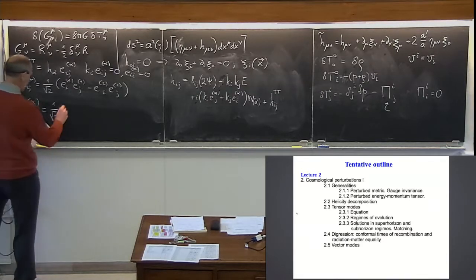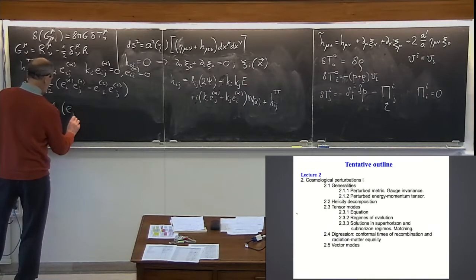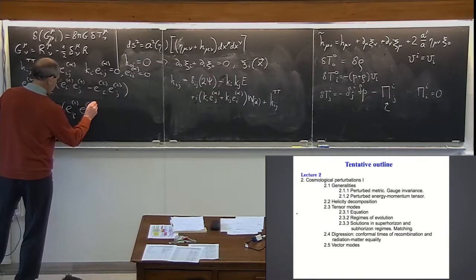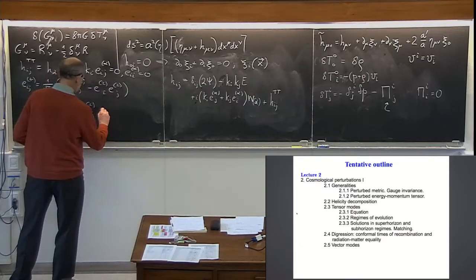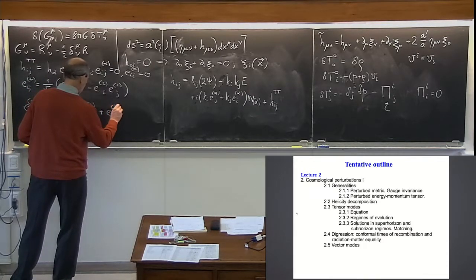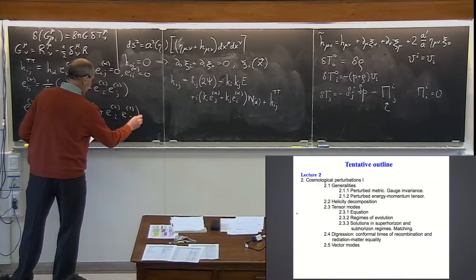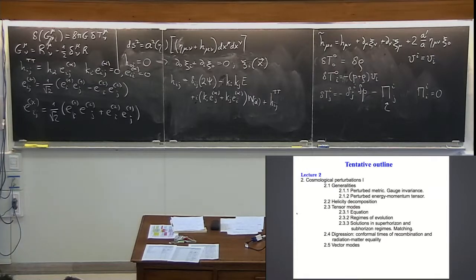It is equal to e^1_i e^2_j plus e^2_i e^1_j. It has to be symmetric. It is symmetric. Both are symmetric tensors. Its trace is 0 since e^1 dotted with e^2 is equal to 0, and it is transverse. So there are two polarization tensors.